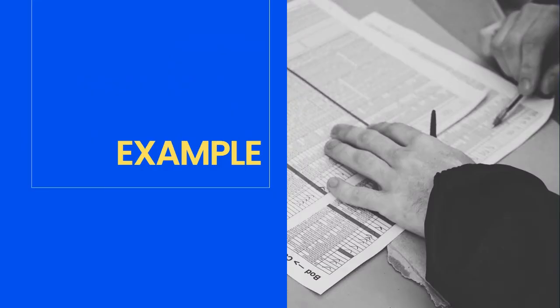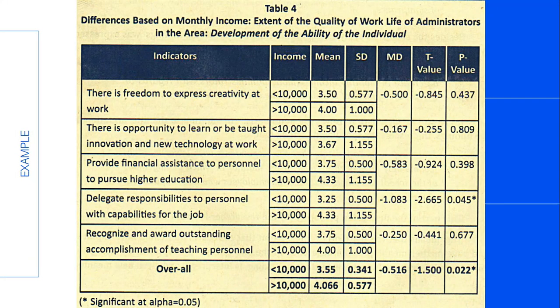Now, to better understand our topic on hypothesis testing, let's have this example. Let's take a look at the table and learn more about hypothesis testing. This Table 4 was taken from another research conducted by Dumrong, 2013. It is about the differences based on monthly income in the extent of the quality of work life of administrators in the area, development of the ability of the individual. Now let us try to analyze the data presented in the table.